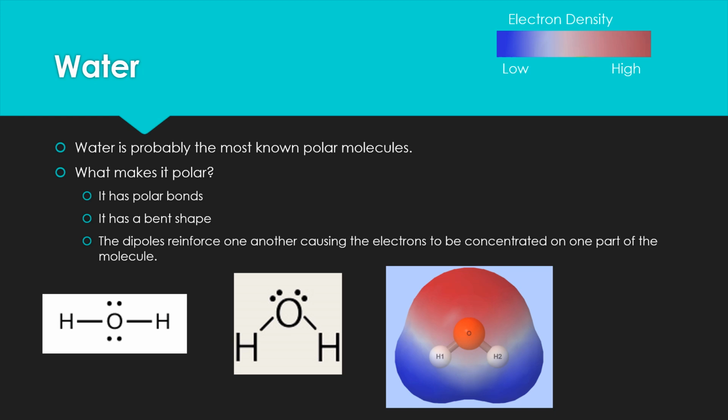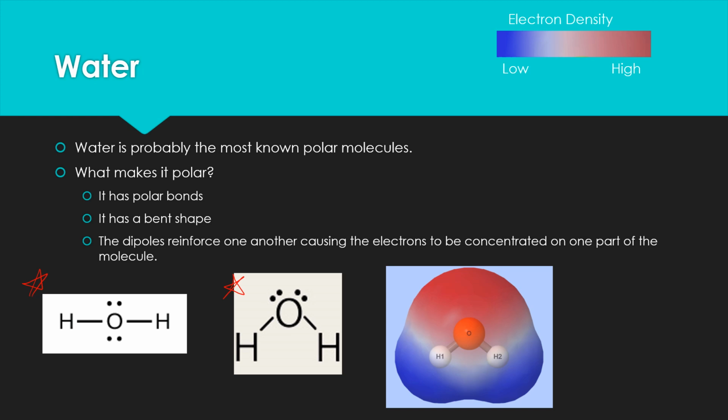Water is probably our most known polar molecule, and one of our most important ones as well. So what makes it polar? Well, let's just start with our drawing of water here on the left. We've got our Lewis dot structure, and we can see that we've got our two hydrogens bonded and our two lone pairs. Now, this is a great representation of the bonding that occurs and that it has lone pairs, but it's not the best representation of the shape of our molecule. So it is a good idea to start drawing water bent.